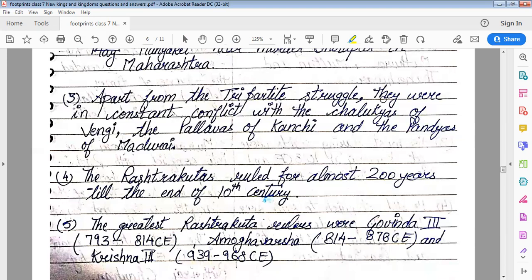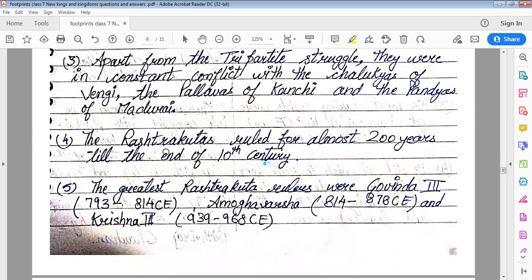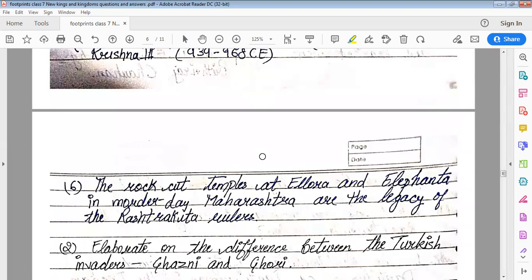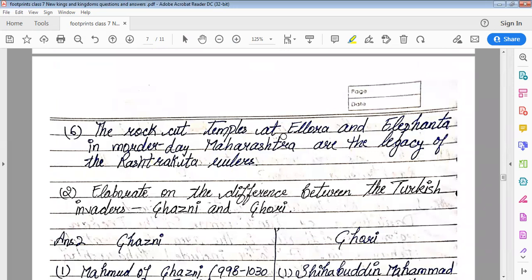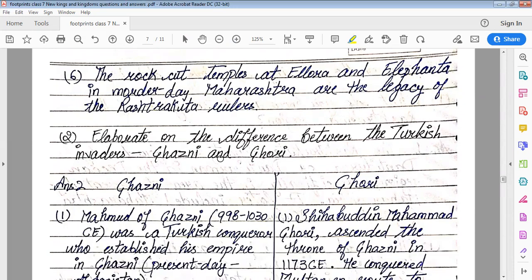Apart from the tripartite struggle, they were in constant conflict with the Chalukyas of Vengi, the Pallavas of Kanchi, and the Pandyas of Madurai. The Rashtrakutas ruled for almost 200 years till the end of the 10th century. The greatest Rashtrakuta rulers were Govinda III, Amoghavarsha, and Krishna III. The rock cut temples at Ellora and Elephanta in modern day Maharashtra are the legacy of the Rashtrakuta rulers.